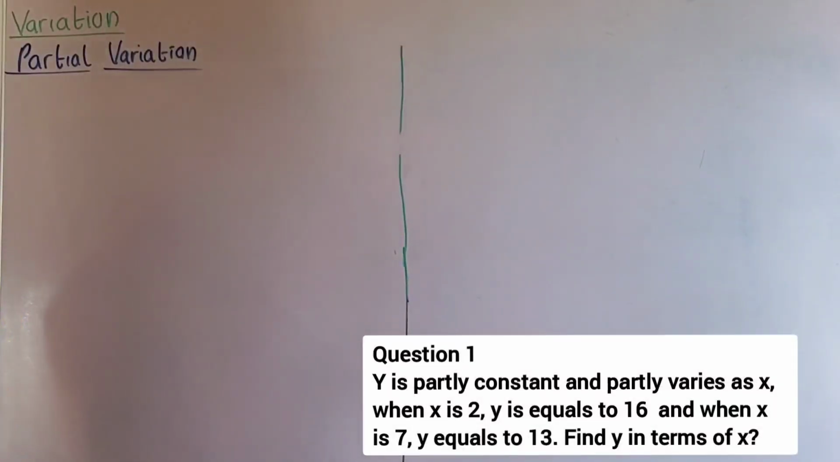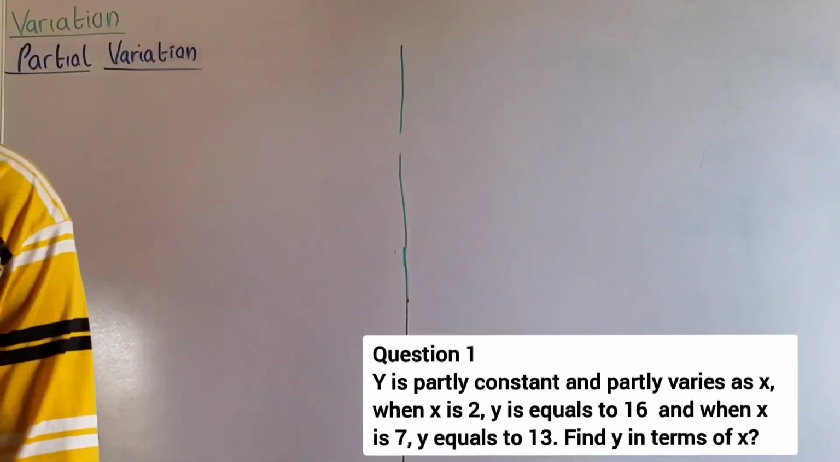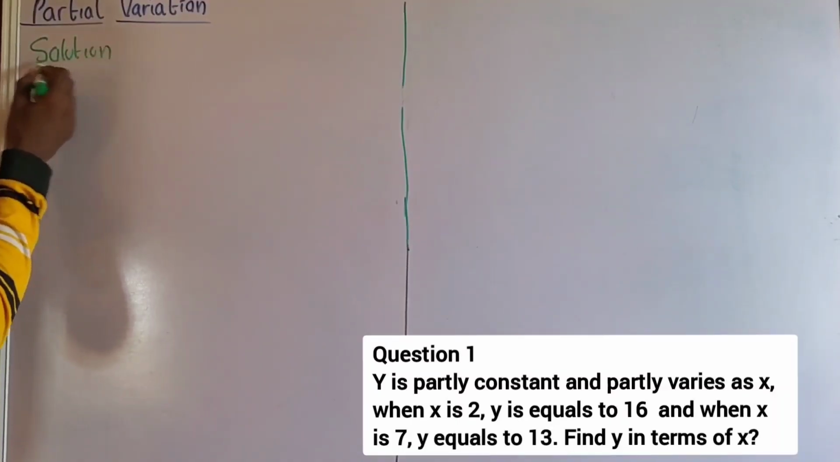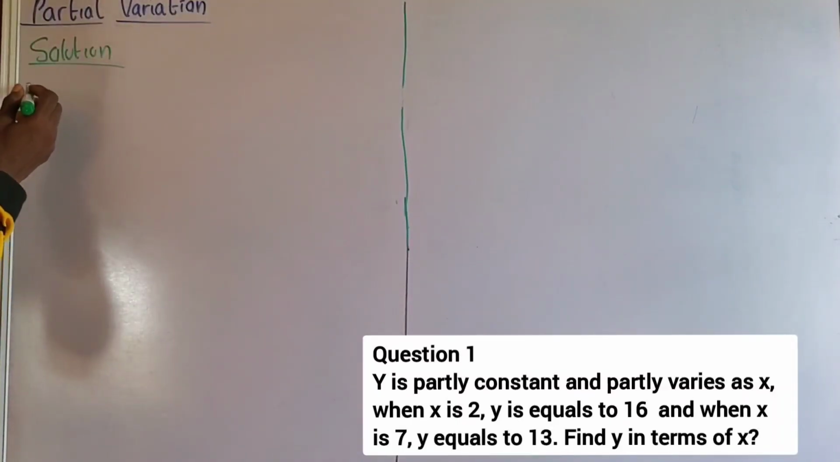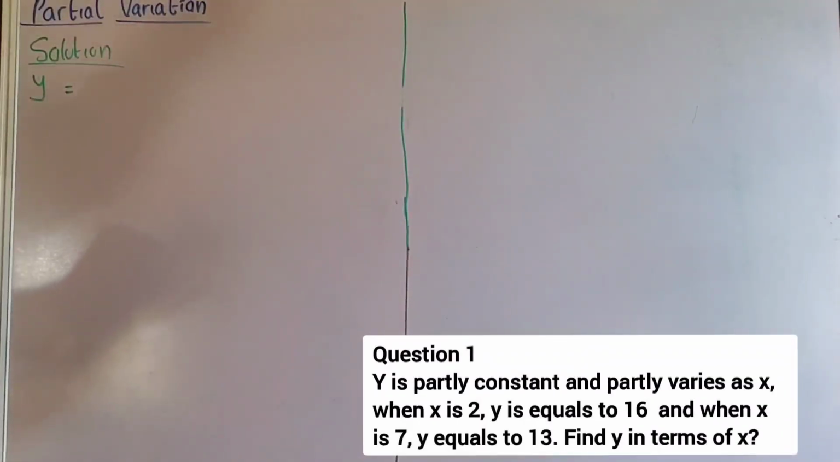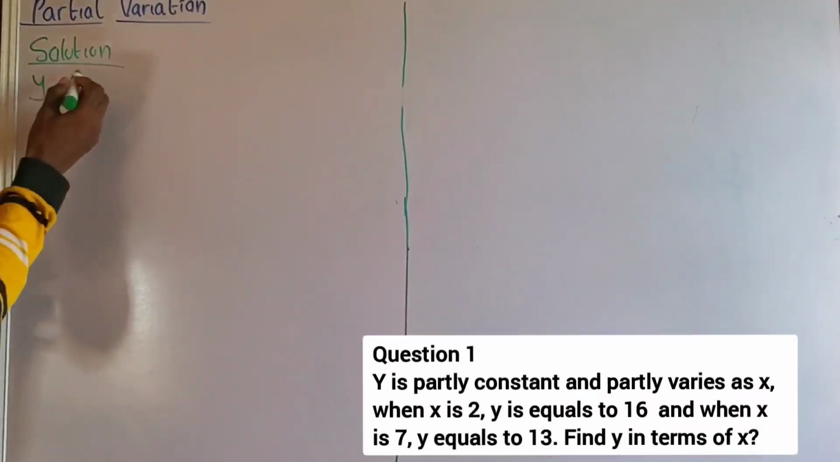Y is partly constant and partly varies as x. When x is 2, y equals 16. And when x is 7, y equals 13. Find y in terms of x. Y is partly constant, so I'm going to represent that constant as a letter. You understand what I'm saying? So let us represent the constant as c.